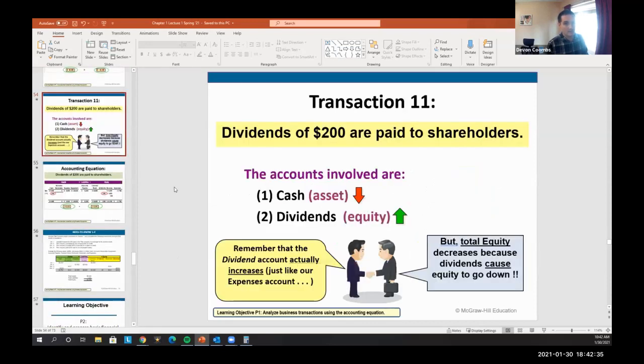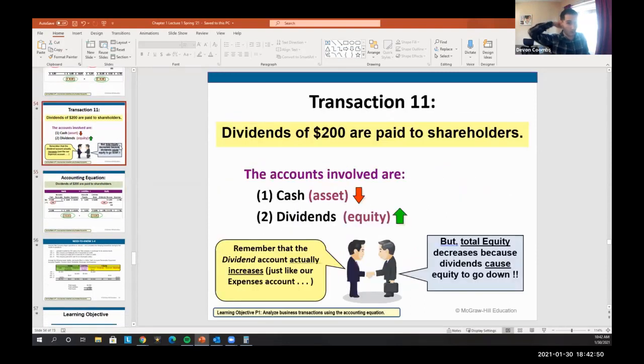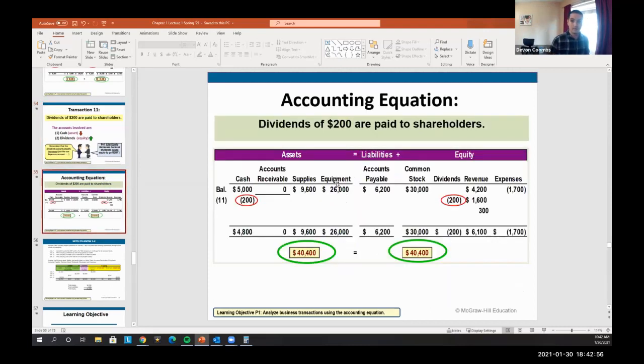The last transaction: how do the owners get money? The owners get money through salaries or dividends. So now that original guy who invested in the company wants a little money out of it, so he takes $200 out of it. That's called a dividend or a disbursement. So we're going to decrease the cash of the business and increase the dividends. The dividends reduce equity because it came out of the business, and we reduced our cash. Everything's still in balance.